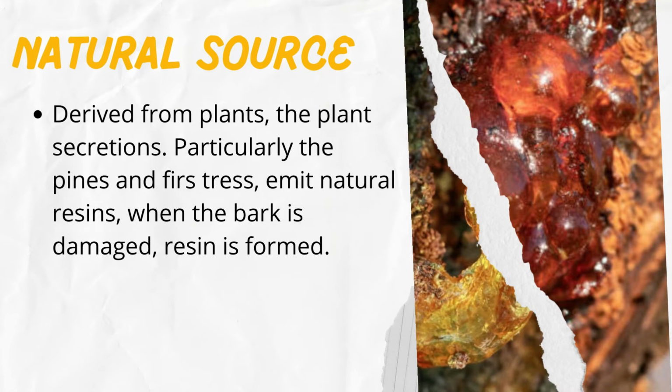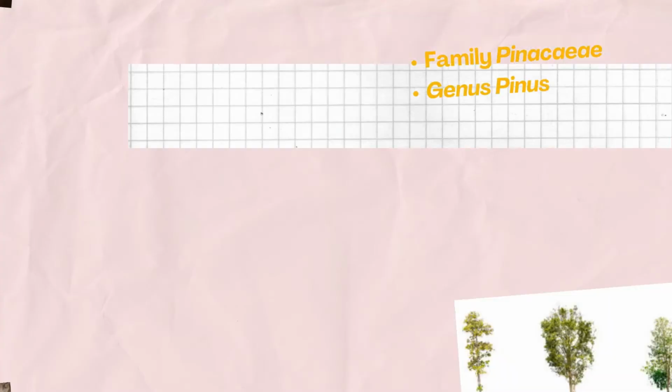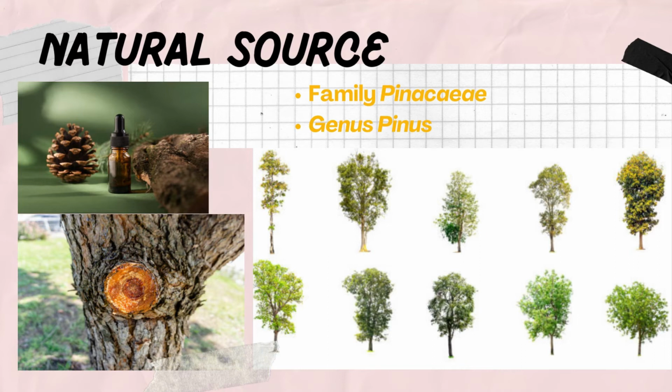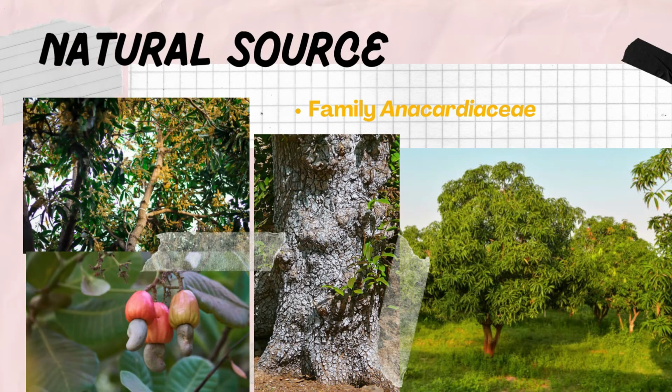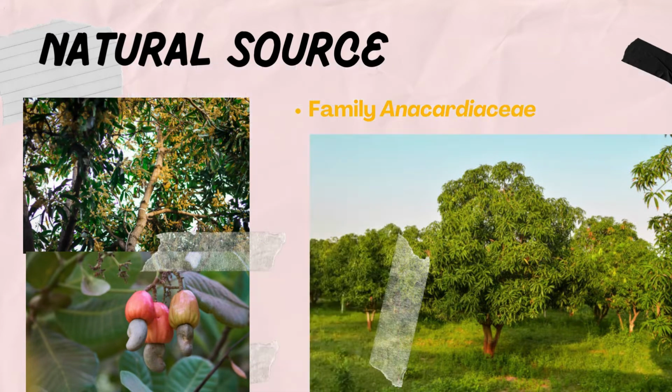It can be isolated from the entire plant, a specific part of the plant, or exuded by the plant as a result of injury or incision. When the bark is damaged, the resin is formed. Natural resin can be obtained or extracted from various species of pine trees or coniferous trees from the genus Pinus. Also in the family Anacardiaceae, where members of the family have resin ducts in the bark and characteristically produce resins.